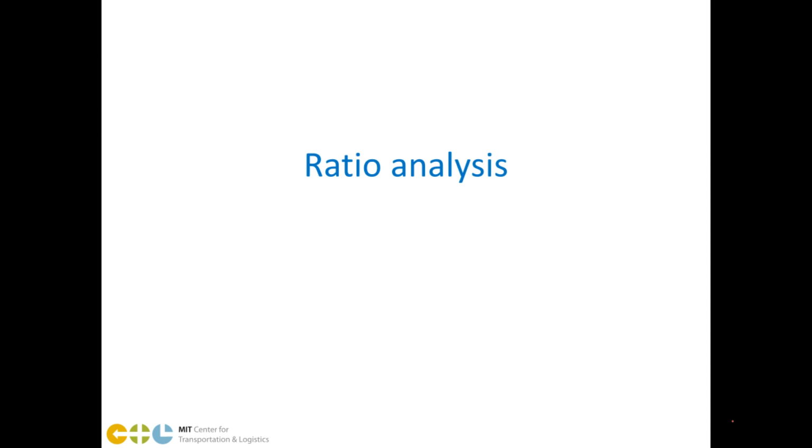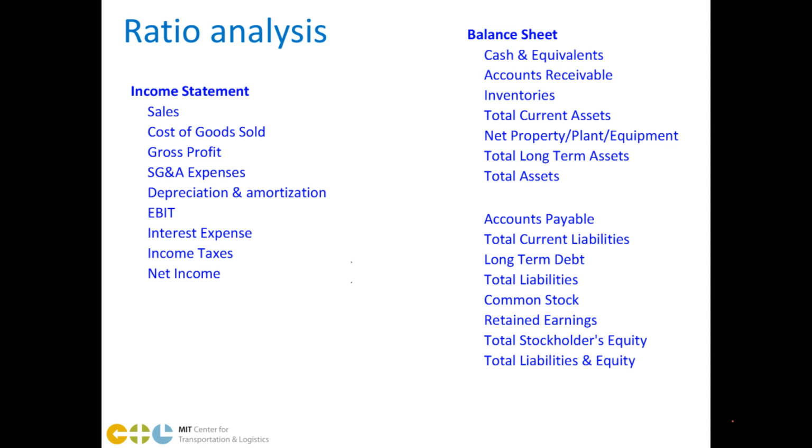The primary type of analysis of financial performance is something called ratio analysis. And it's exactly what it sounds like. We compute ratios of different things and of different numbers. And those numbers come from the financial statements.